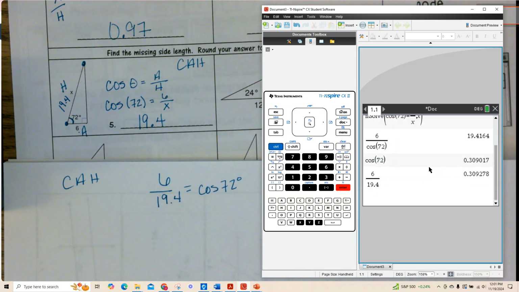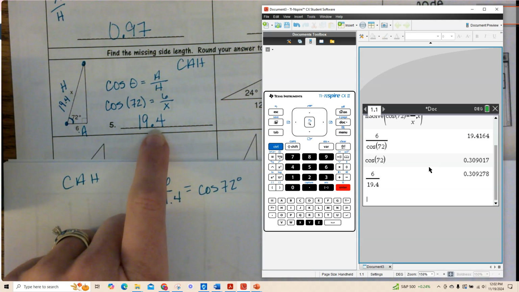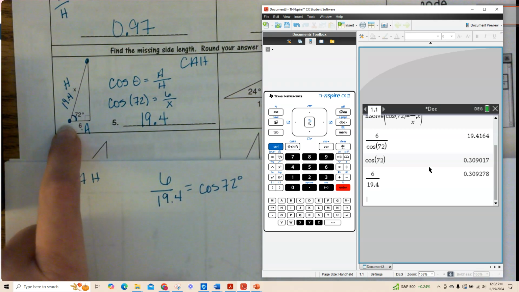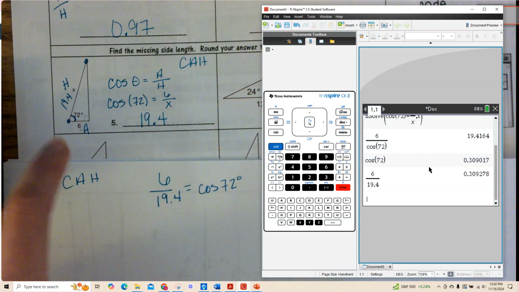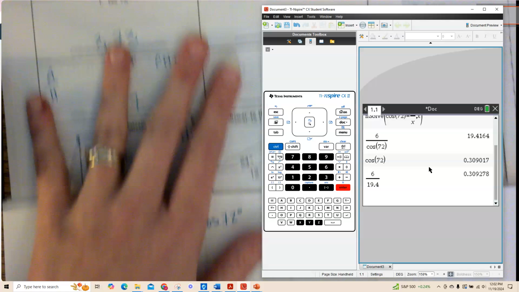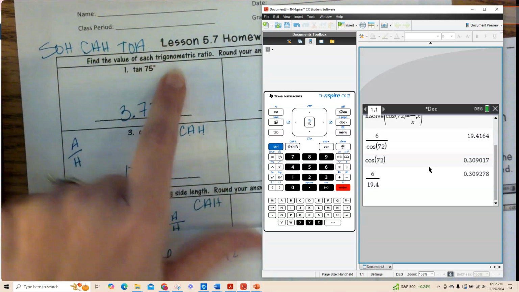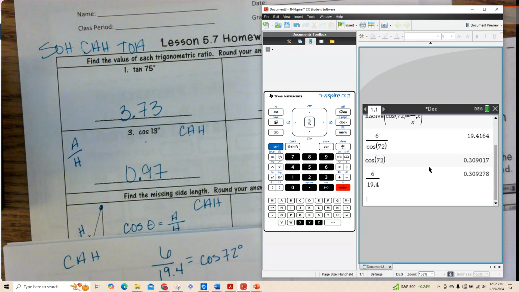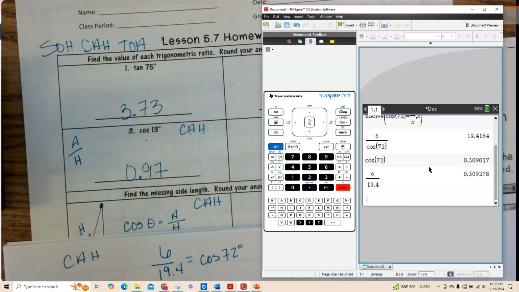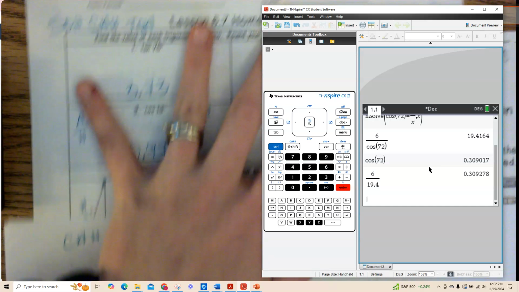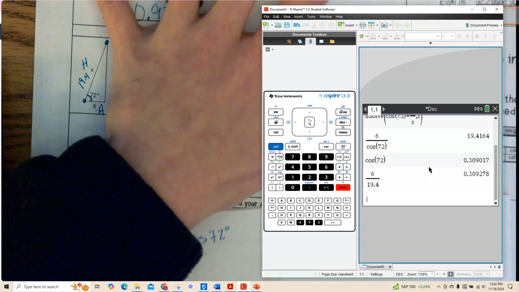Pretty close. Okay? So that's what we're talking about when we're talking about these trig ratios. You can take two sides, and the ratio between those two sides will give you the angle measure. Or the angle measure will tell you what that ratio should be. It's a pattern. Everything's a pattern. That's about as deep as we're going to get into this stuff. So if you can remember the pattern, you're good to go. All right.